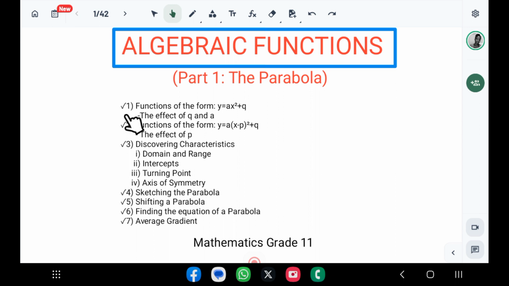In detail, we're going to look at functions of the form y equals ax² + q, which is basically grade 10 revision, and that is shifting the parabola up and down the y-axis. And we're going to look at the effect of q and a.